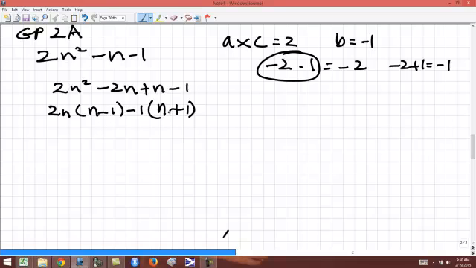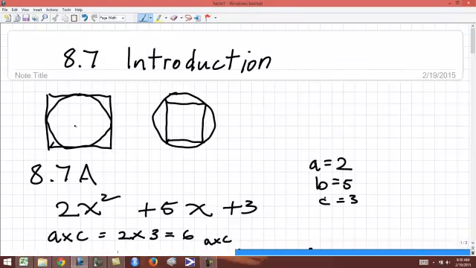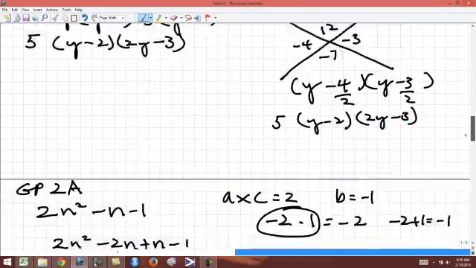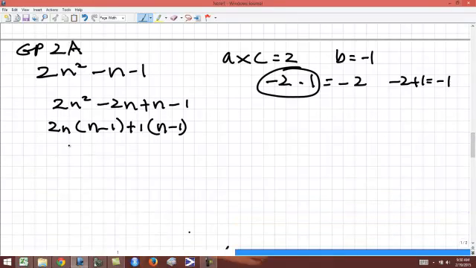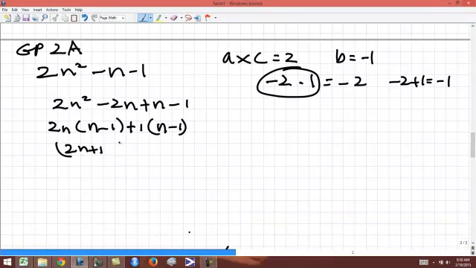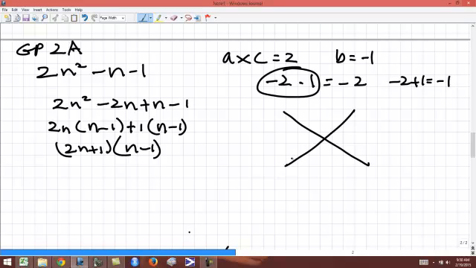So now I've got two terms. I should have just left it like this. Here we go. All right. So plus, I'm going to make this a plus 1 times n minus 1. All right. So I'll have 2n plus 1 times n minus 1. Okay. Now, that's the answer, and we can keep doing these with the cross method.